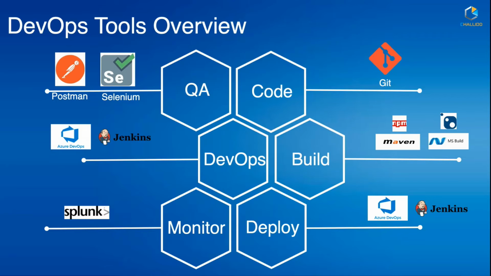And then in case of build, if it's a Java-based project, you will use Maven or NPM kind of tools. And in case of .NET, you will use MSBuild and .NET build applications and EXEs to build your application. And for deploying, there are tools like Jenkins and Azure DevOps. These are end-to-end platforms which will allow you to implement the CI/CD process and then automate your application deployment and CI.